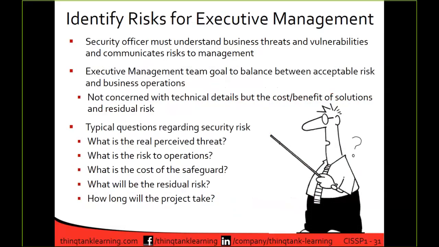So a security officer has to understand business threats and vulnerabilities and communicate those risks to management, usually in a non-technical sense, usually from a C-level perspective. What's the biggest thing that they're concerned about? Well, it depends, right? Let's add a little bit to that question. If it's in the private sector, what's the biggest thing that a C-level executive is going to be concerned about?